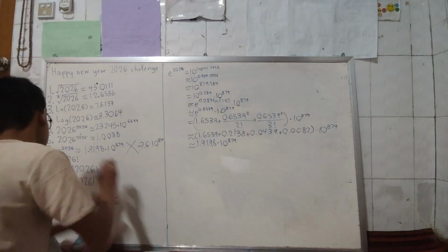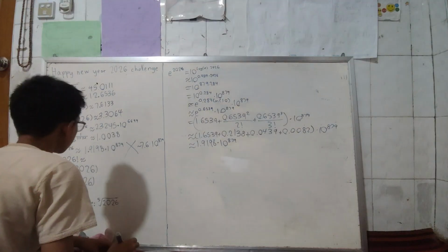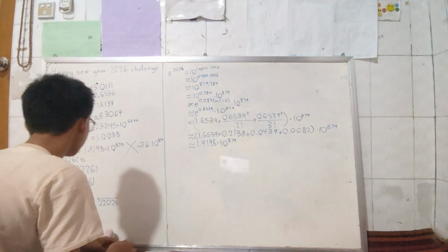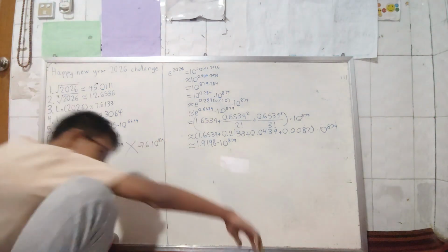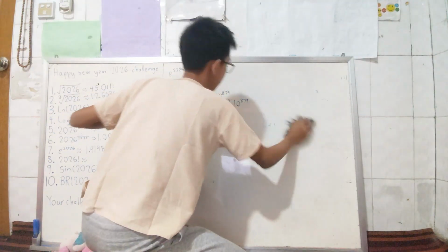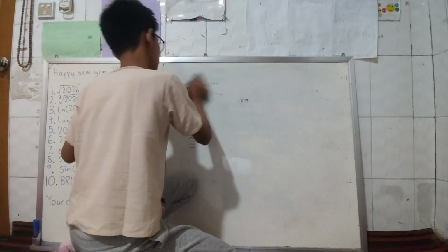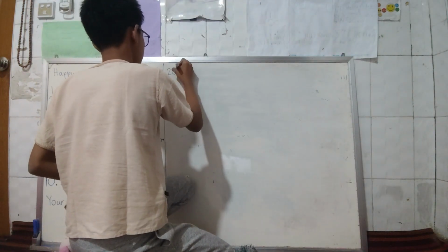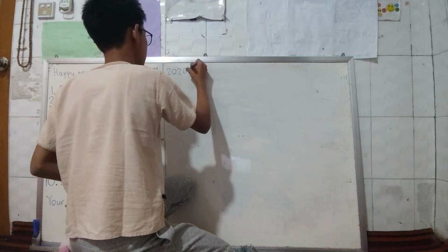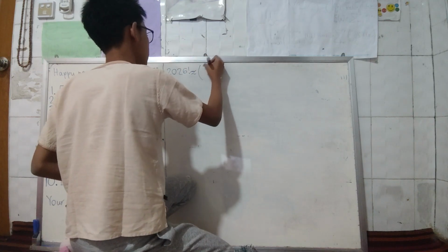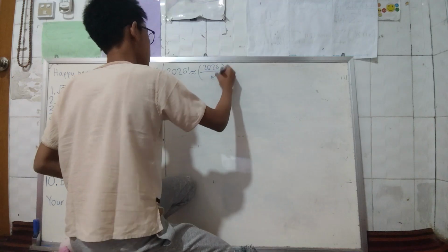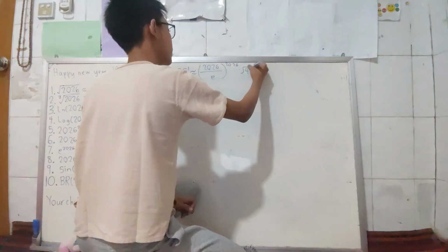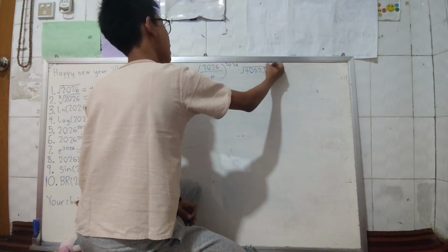So what about 2026 factorial? It's gonna use the Stirling approximation. So what I'm trying to say, e to the 2026. So that's gonna be 2026 factorial. It's approximately 2026 over e to the 2026 times square root of 2 times 2026, that's gonna be 4052 pi.